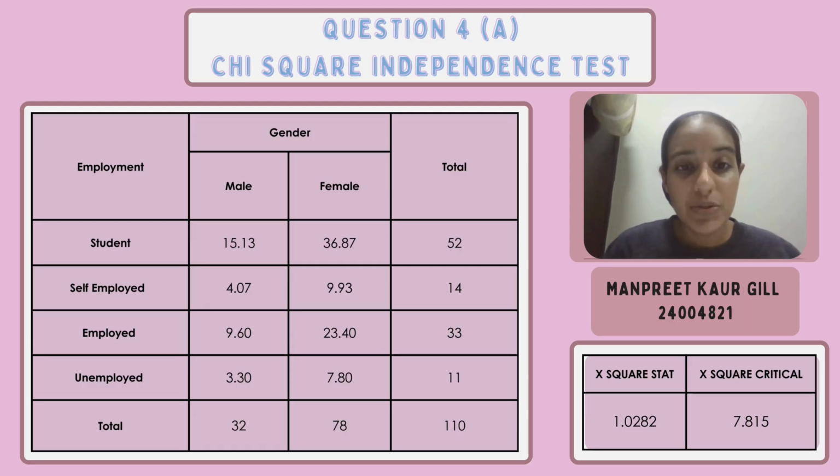Since 1.0282 is less than 7.815, the decision is to not reject the null hypothesis because there is insufficient evidence that employment and gender are related and dependent.